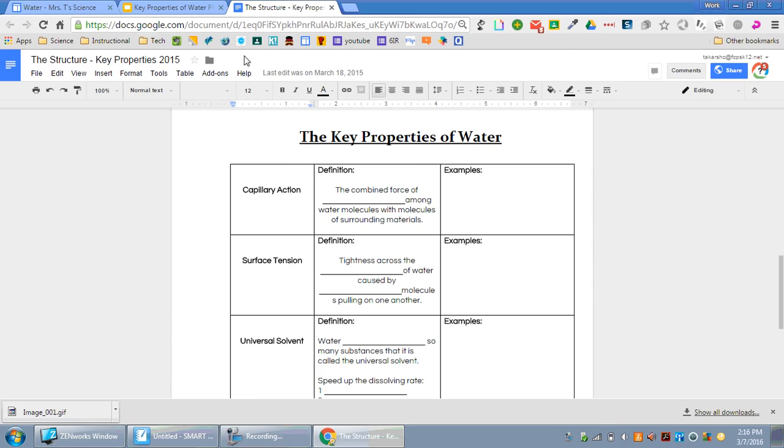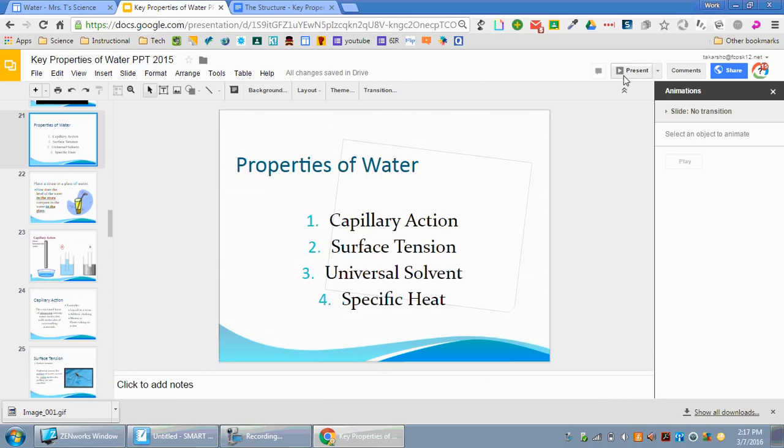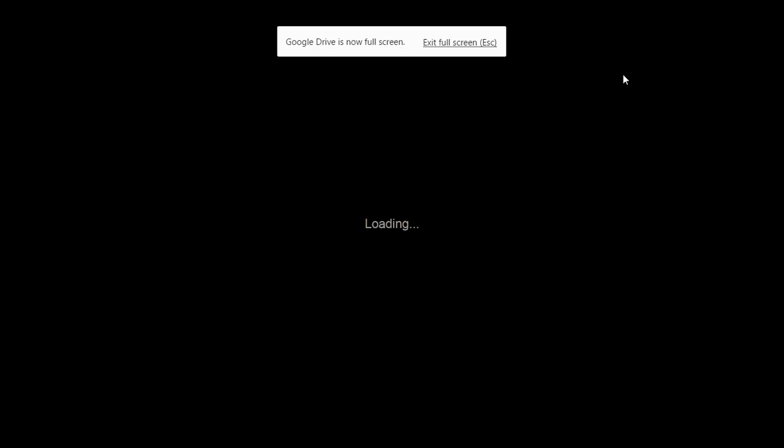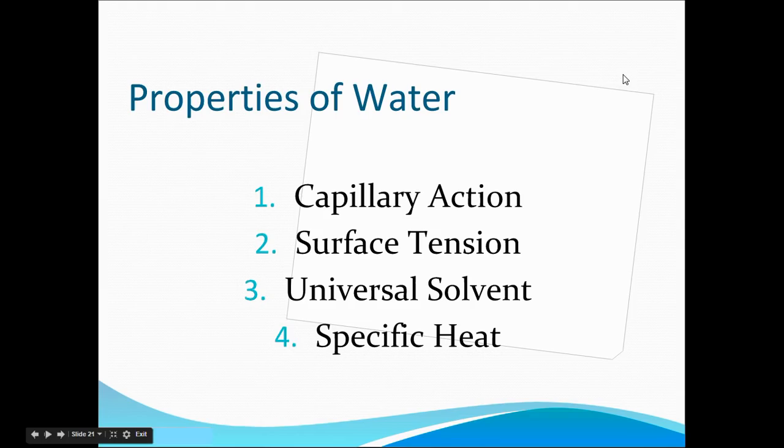Today, we're going to be talking about 4 key properties of water. Please use your notes to follow along and write down examples as well as definitions as we talk. The 4 key properties of water are shown below: capillary action, surface tension, universal solvent, and specific heat.